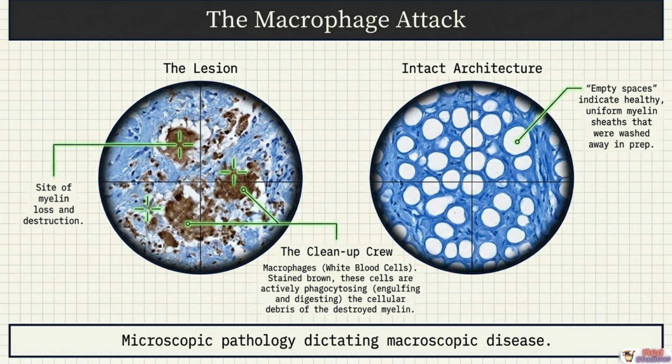Within this chaotic zone, we find the cleanup crew, macrophages. Under specific stains, these white blood cells appear as brown, bloated structures. They are actively phagocytosing, meaning they are engulfing and chemically digesting the shattered cellular debris of the destroyed myelin sheaths. By studying these slides, we clearly see how a microscopic cellular pathology dictates a devastating macroscopic disease.